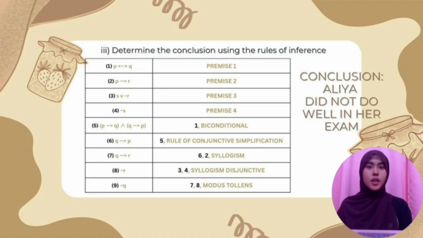From premise 1, P if and only if Q becomes P implies Q and Q implies P using the biconditional rule. From this, we take Q implies P using the rule of conjunctive simplification. Using Q implies P and P implies R, we get Q implies R by syllogism. From S or not R and not S, we conclude not R using disjunctive syllogism. Finally, from Q implies R and not R, we conclude not Q using modus ponens. So, the conclusion is Alia did not do well in her exam.